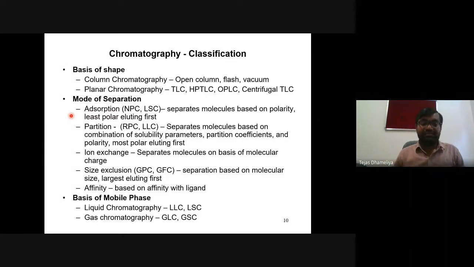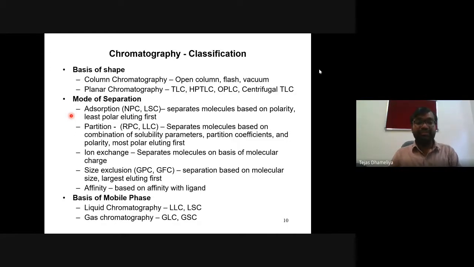Affinity chromatography depends upon whether it is antigen-antibody interaction, protein-drug receptor interaction, or drug receptor antagonist interactions. They are generally identified this way. So that is also a kind of this technique.